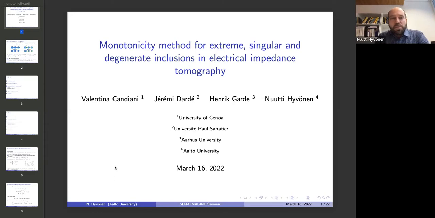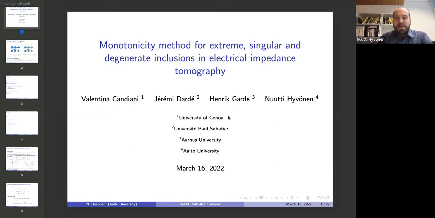So really my talk is about monotonicity method for extreme singular and degenerate inclusions in electrical impedance tomography. And to begin with, I might say a couple of words about what I mean by extreme, singular, and degenerate. So by extreme, I mean inclusions that are either ideally conducting or insulating. Then singular means that the conductivity might go to infinity somewhere within the inclusion, and degenerate means that the conductivity may go to zero in some parts of the inclusion.